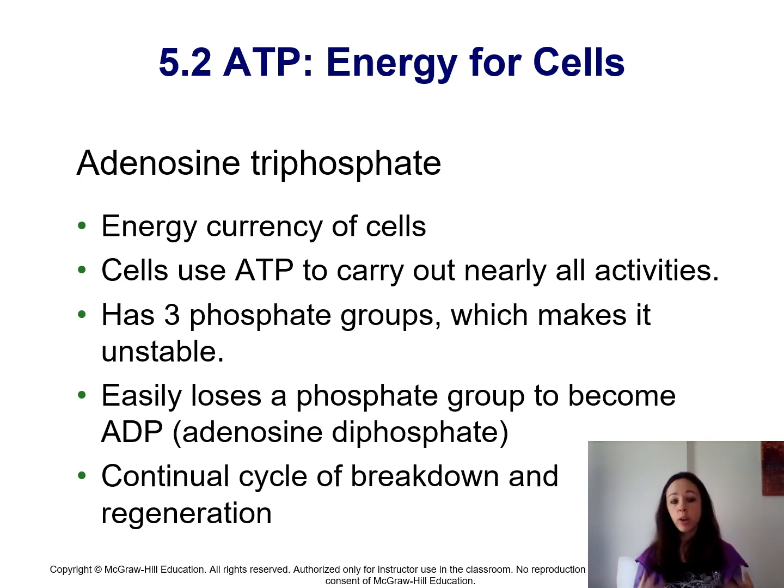Because we're constantly breaking down ATP into ADP and phosphate groups, our body needs to constantly be generating more ATP, and it does this through cellular respiration. And so our cells are constantly going through the cycle of breaking down ATP into ADP and phosphates, and then reattaching those phosphates to the ADP.